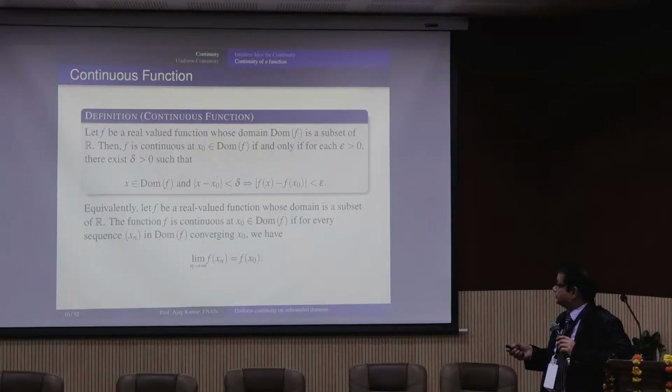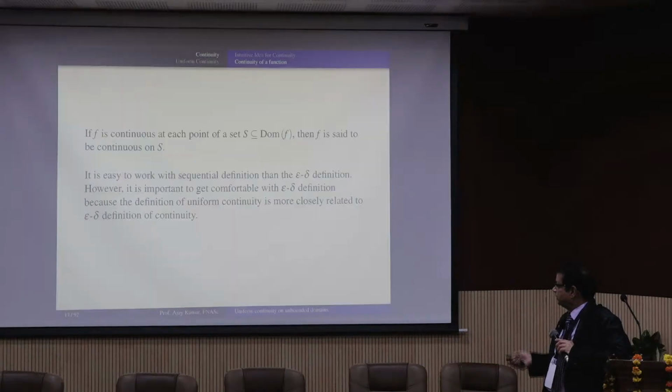Given epsilon greater than 0, there is a delta such that modulus of x minus x naught less than delta implies modulus of f(x) minus f(x naught) is less than epsilon. Or equivalently, this is the so-called sequential continuity, but it is the same in the case of R: limit of f of xn is equal to f of x naught, where xn is a sequence converging to the point x naught. This is easier to use, and the other is difficult to use, but it is important because I am going to talk about uniform continuity. So from here I will be able to get to that.